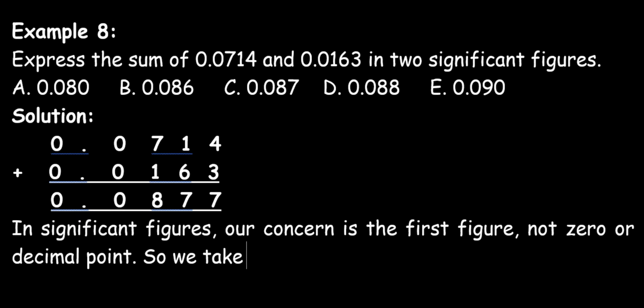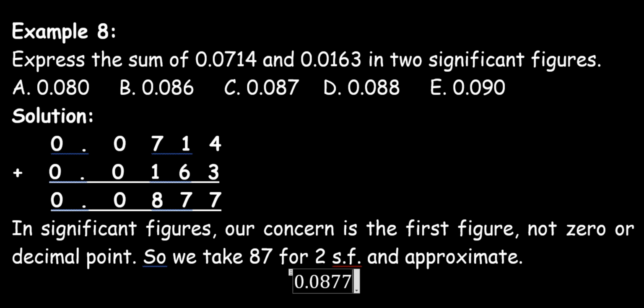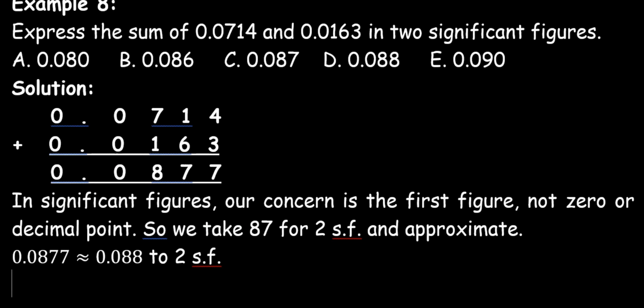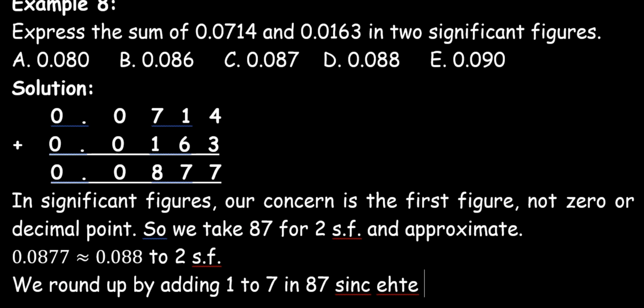So we take 87 for 2 significant figures and approximate. Thus, 0.0877 will be approximately equal to 0.088 to two significant figures. The reason is that it is rounded up by adding 1 to the 7 in 87, since the number after 87 is 7. Let's take another example.